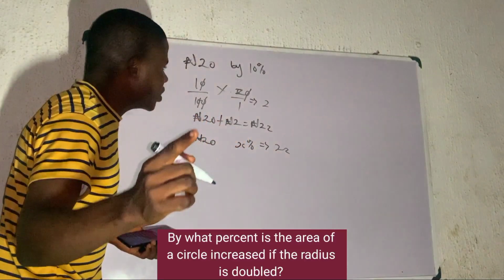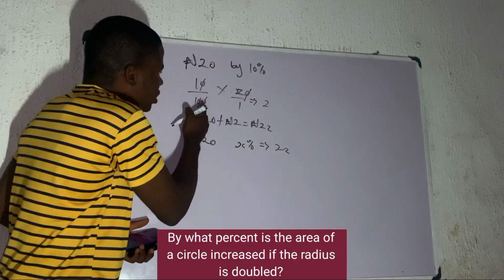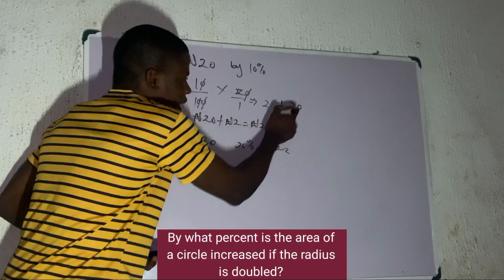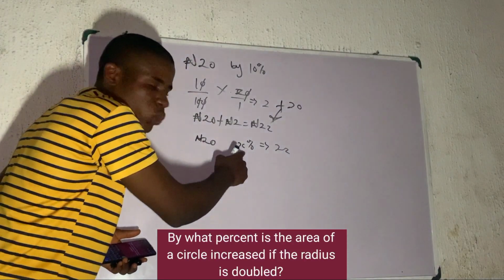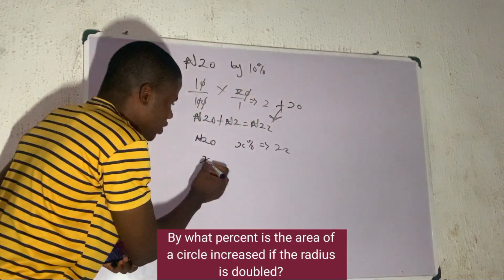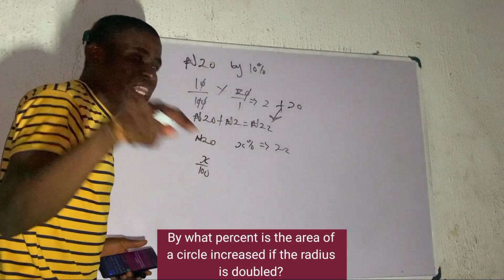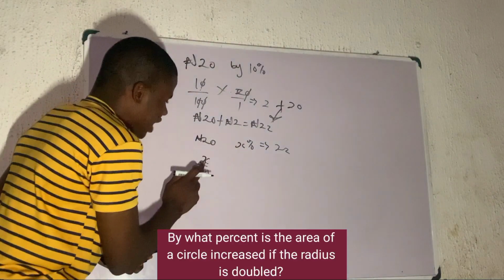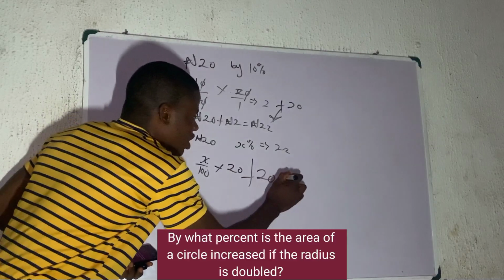Watch out. What did I do here? Earlier I did 10 over 100 times 20, which gave me 2, then I added 20, which gave me the original money. Now, for me to solve this one, what will I have to do? I have to do x over 100. Before, it was 10 over 100, where I knew the answer was going to be 10, but I've removed this 10 and replaced it with x. So x over 100 times 20, plus 20, will give me 22.